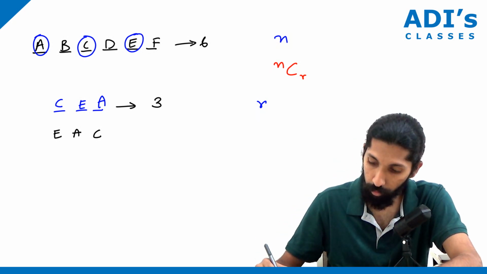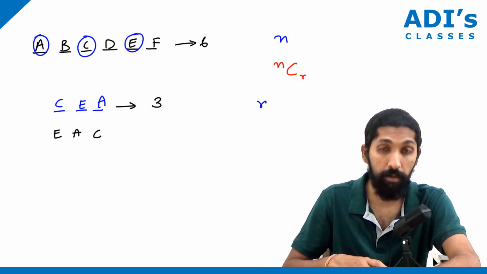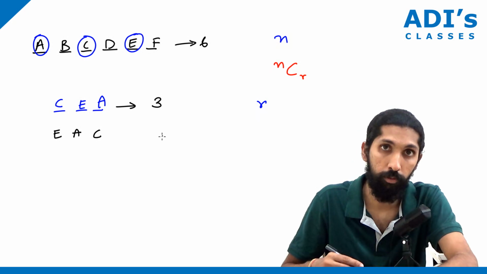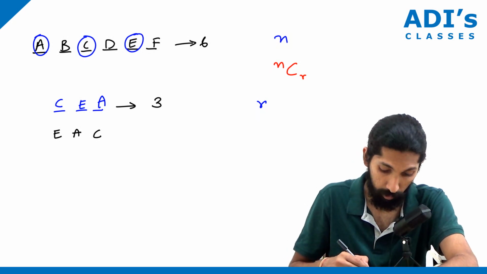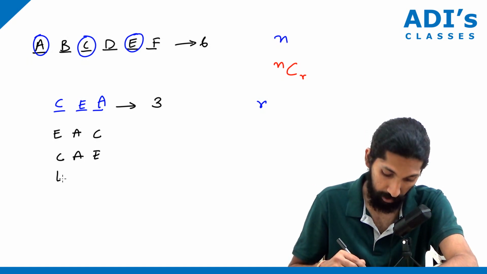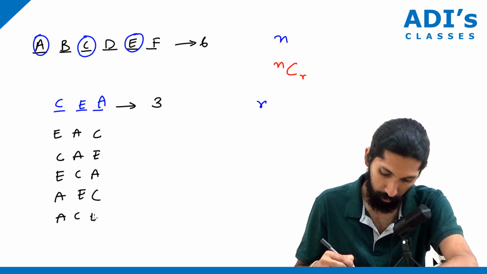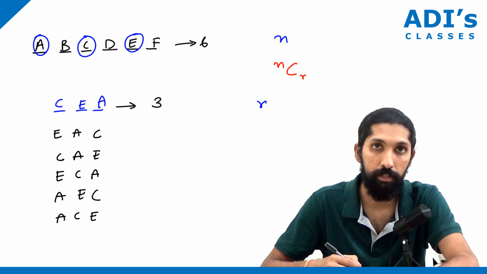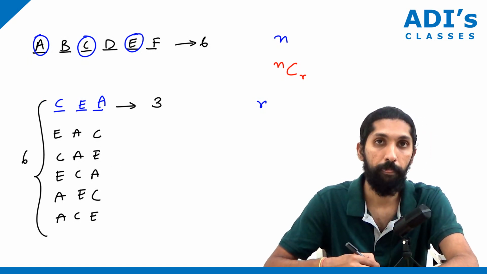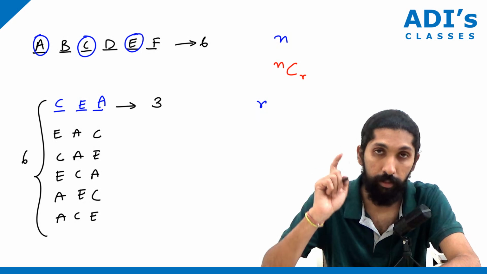Now, to understand how we write nCr mathematically, let's take the same judges example. We have CEA as one way, EAC as one more way, or I can also write CAE, or ECA, or AEC, or ACE. If you look at all the combinations, how many are there? 1, 2, 3, 4, 5, 6. So there are a total of 6 arrangements, and order doesn't matter.